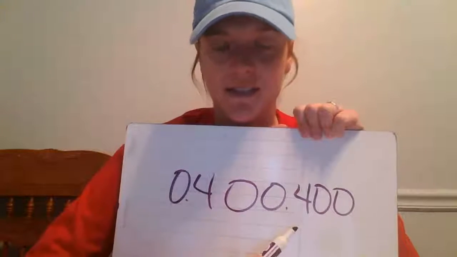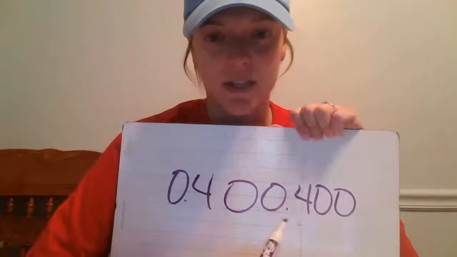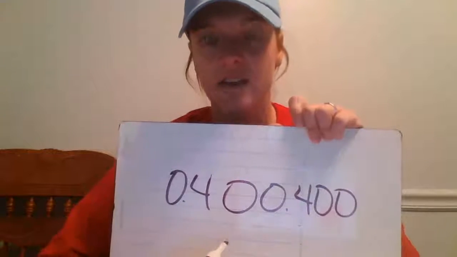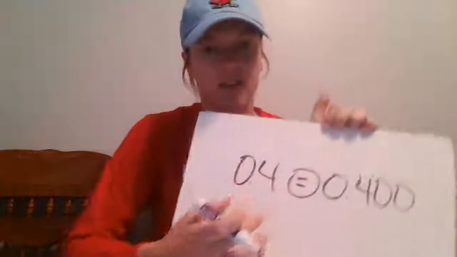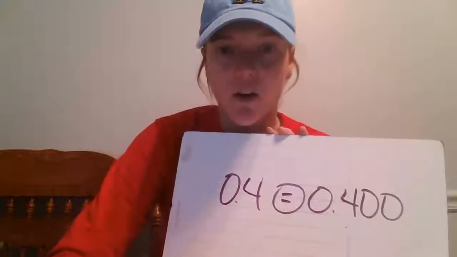Okay, now this one wants us to compare 0.4 compared to 0.400. Okay, if you look, they are both in the same place. So your 0 is in the same place, and your 4 is also in the same place. So if they're both in your tenths place, that means that yes, they are equal. Since they're in the same place, that means that they are equal.